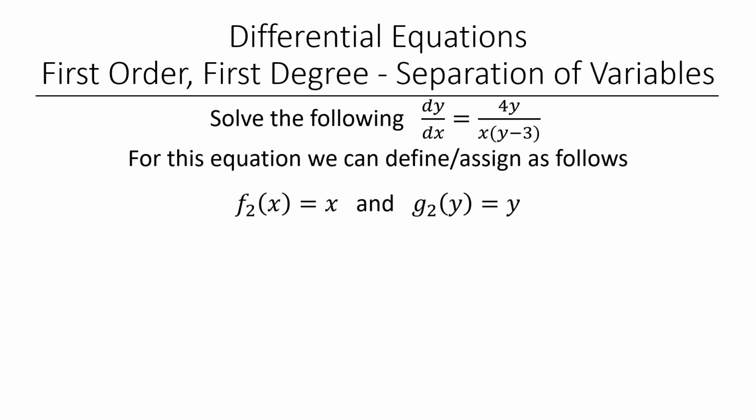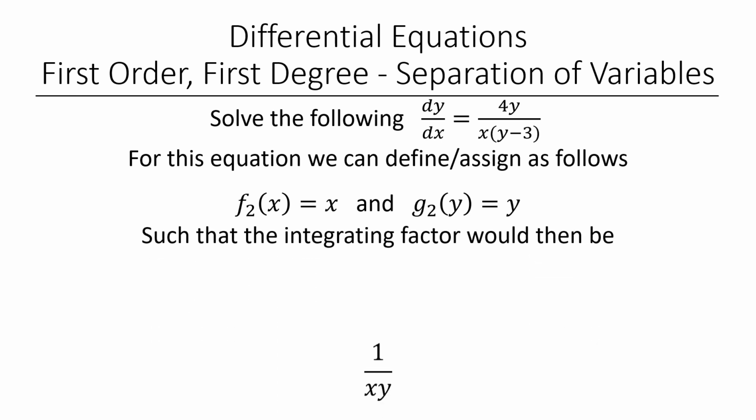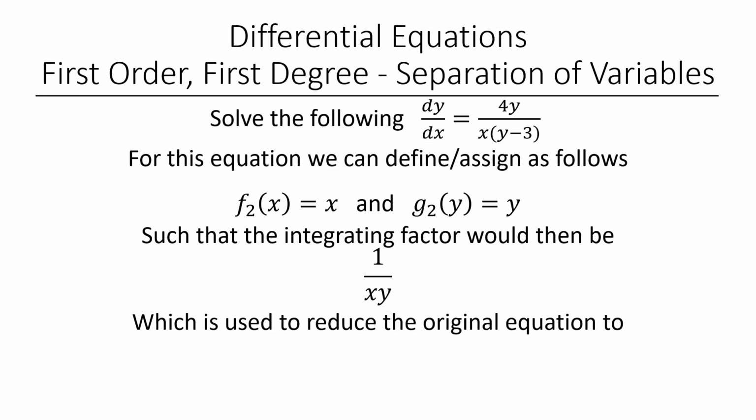So from this equation, we can assign these secondary functions that we're going to use to create our integrating factor. In this case, it's just x and y, so it'll be 1 over x and y. So when we multiply through our original equation by this integrating factor, we see we come up with this equation. And this is the form that we're really wanting, right? So now we have our function just in x, our function just in y dy. So this should be solvable using separation of variables.